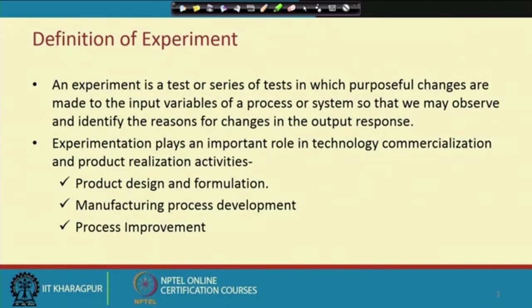So given these examples, I want to read out the formal definition of experiment. An experiment is a test or series of tests in which purposeful changes are made to the input variables of a process or system, so that we may observe and identify the reasons for changes in the output response.